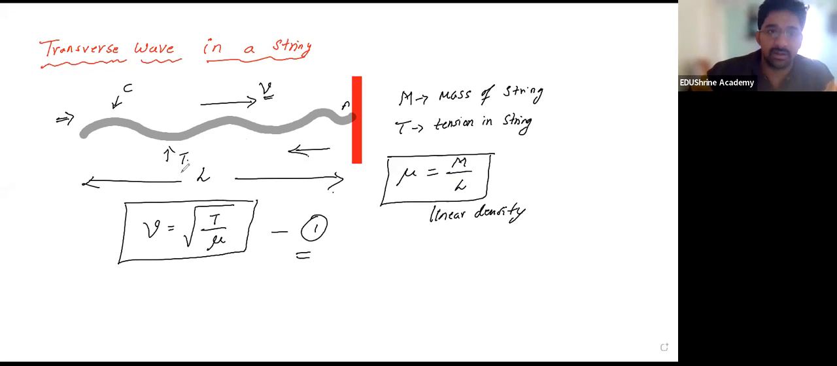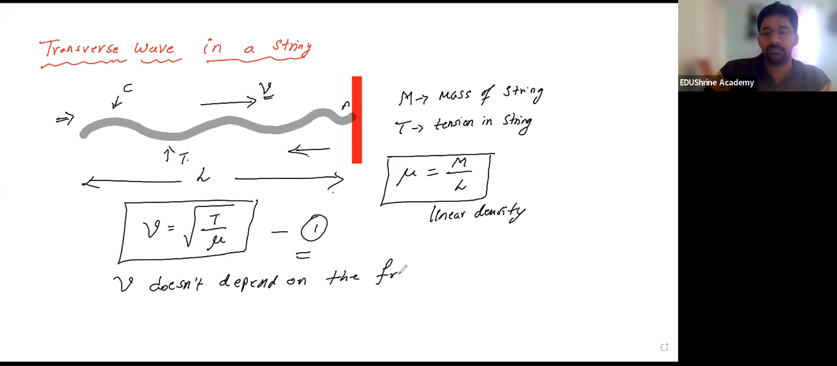Hence we can say that the speed of the wave along a stretched ideal string depends only on the tension, from this formula. It depends on T and the linear mass density mu, and does not depend on the frequency of the wave. So here the velocity v doesn't depend on the frequency.